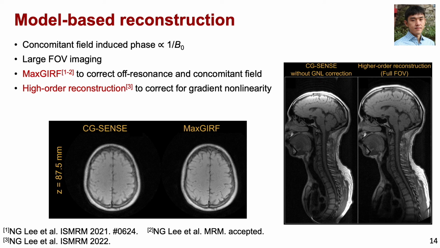The benefit of using a gradient impulse response function corrected waveform is that it can predict the concomitant field at a higher accuracy than using the nominal gradient waveforms. Also, in a recent effort, he is incorporating high-order reconstruction into the reconstruction framework to correct for gradient nonlinearity issues. A new possibility is to combine all of this to provide a solution for off-resonance, concomitant field, and gradient nonlinearity.